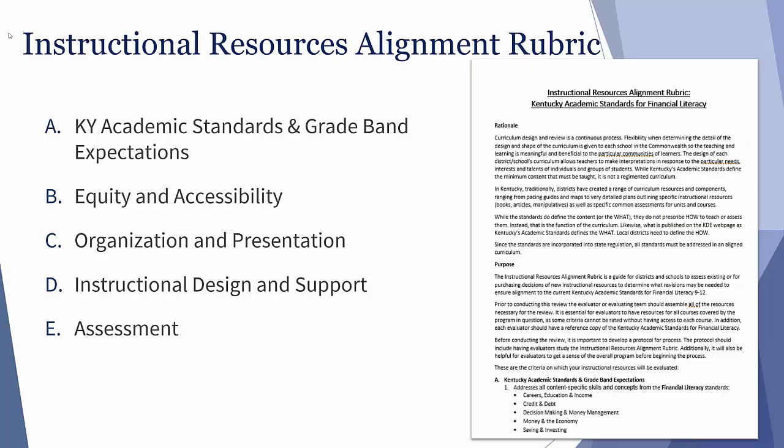The Instructional Resources Alignment Rubric. This is a tool that's very similar to the alignment rubrics that you see for the reading and writing standards and math standards. But this tool can be used if you are considering purchasing resources for financial literacy instruction. So the major parts that we're looking at is that alignment between the academic standards and the grade band expectation, the equity and accessibility of the resources for all students, how it's organized and presented, what's the instructional design and support of this resource that you're considering, and then how are these assessed within that resource.